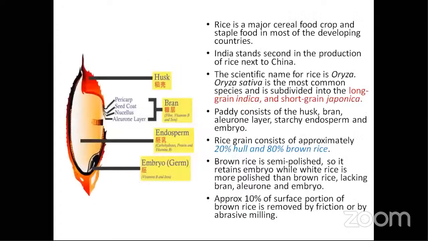Leaving this apart, we will come to this slide. First, it is a major cereal food crop. Second, India is second in the production of rice next to China. Its scientific name is Oryza sativa, which is subdivided into two categories. One is the long grain, known as Oryza sativa indica, and the short grain variety is known as Japonica.